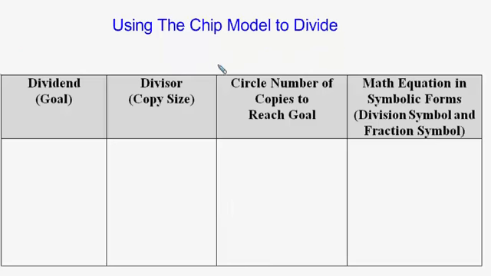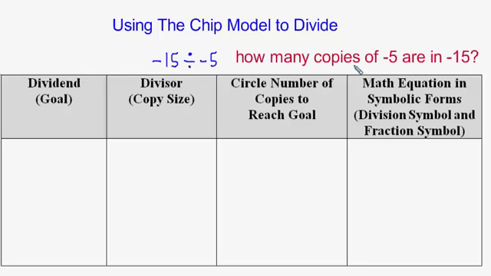Another quick example of dividing integers would be if we took the last example and simply said we had negative 15 divided by negative 5, and the explanation would be almost exactly the same. Instead of asking how many copies of 5 there are in 15, we would be asking how many copies of negative 5 are in negative 15. My copy size would be negative 5, so I want 5 negative chips. And I need to know how many copies of negative 5 there are in negative 15.